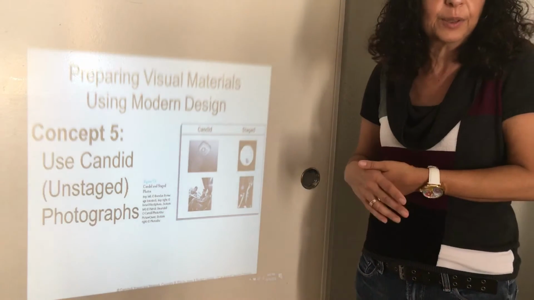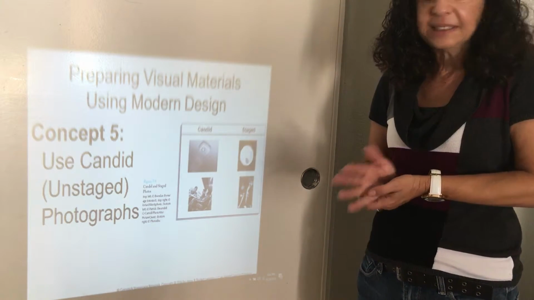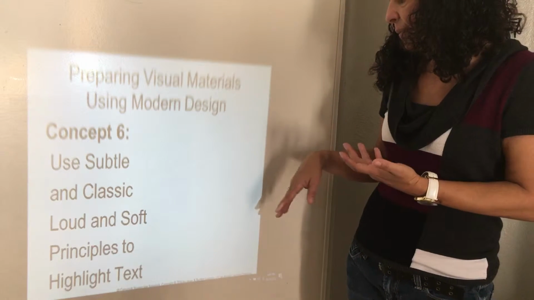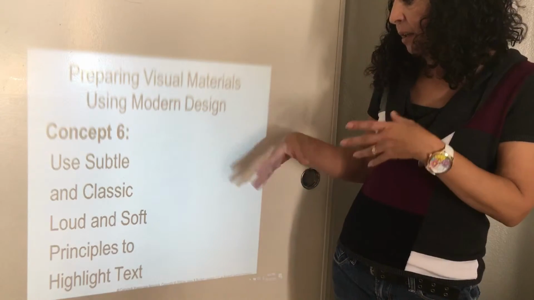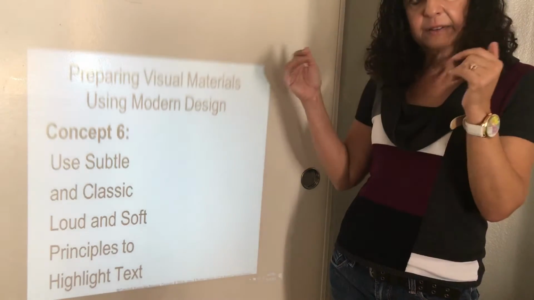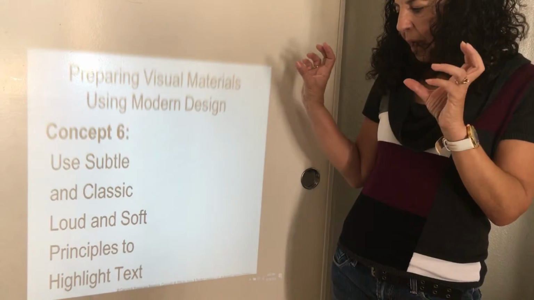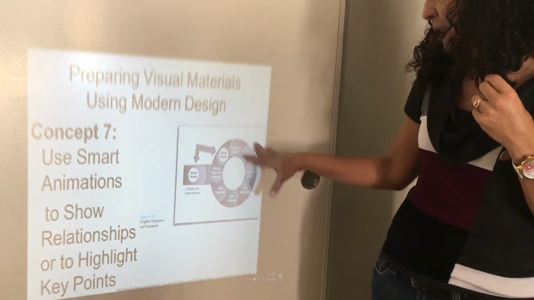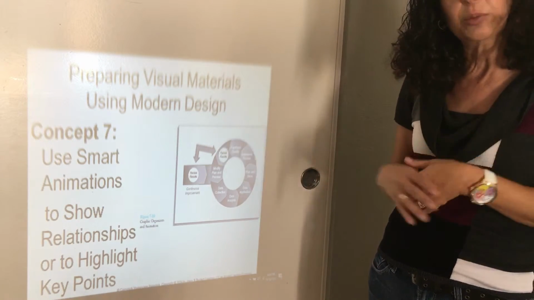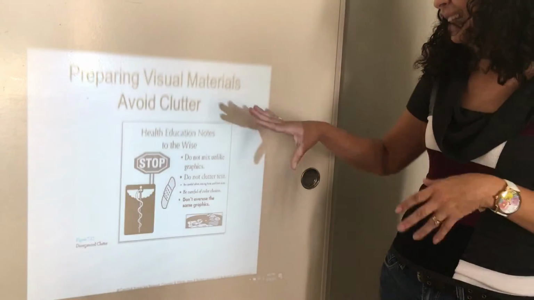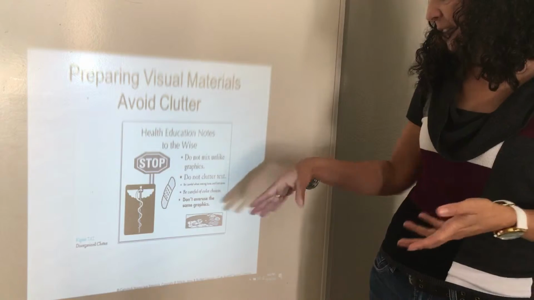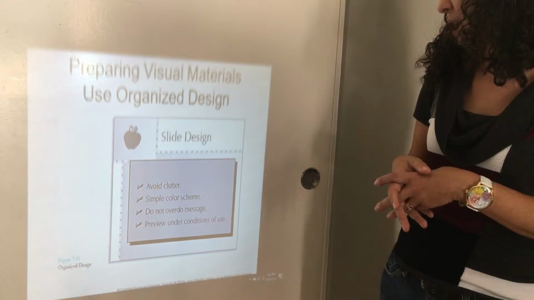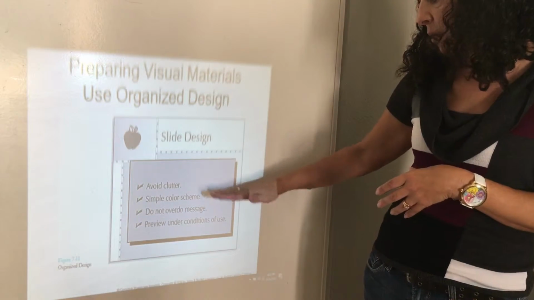Using photographs as much as possible, I think really provides credibility and a sense of realism. And then use subtle and classic, just stay principled with what you're presenting, and highlight text when you need to. Use smart animations as a way to show relationships or to highlight key points. And then avoid having a lot of clutter. You can see here, there's just a lot of different mixed graphics. And so you want to keep it simple, like this slide here.